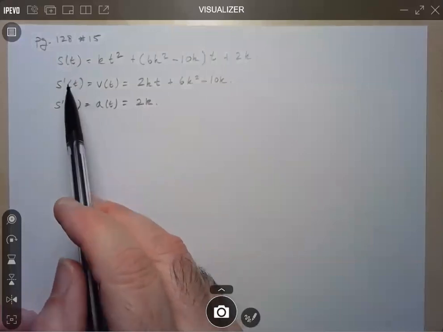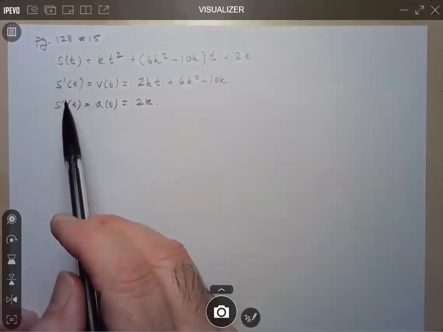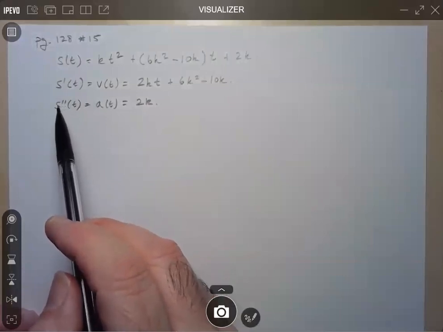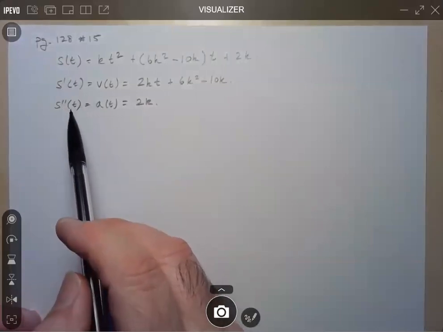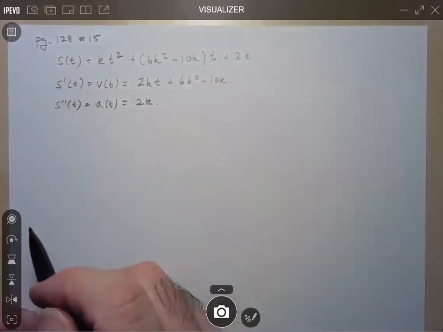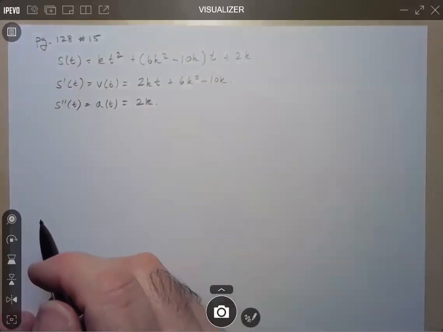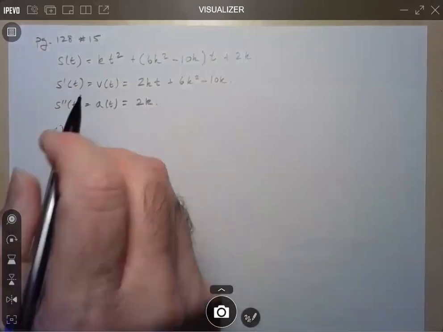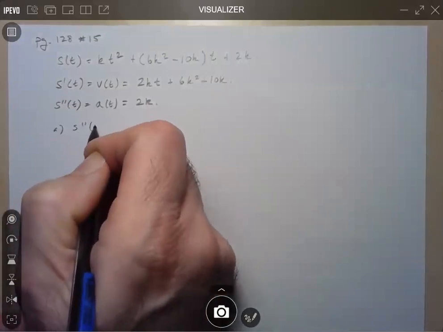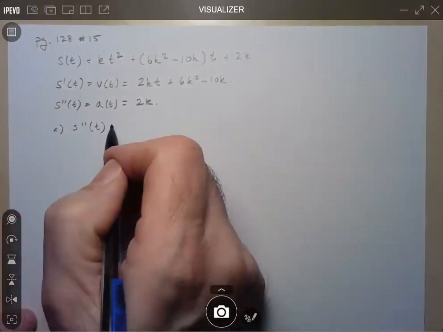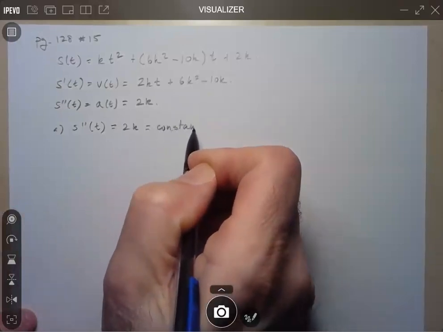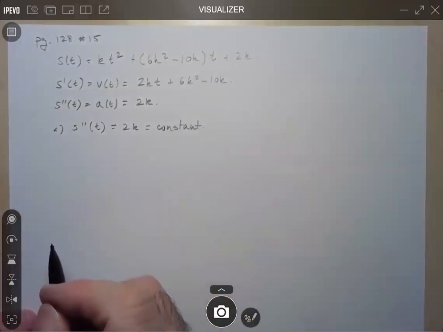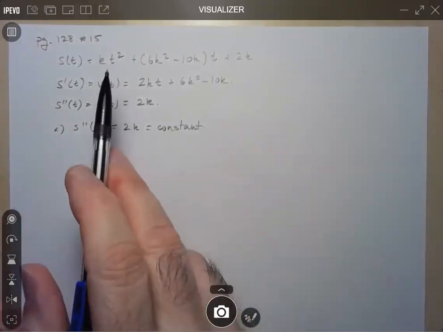Just to be sure, since we're not working with x as our independent variable, t is our independent variable. When I'm writing prime and double prime, we're taking the derivative with respect to t, so it's assumed that these derivatives are with respect to whatever the independent variable is. Now we can answer part A, because the second derivative, which is the acceleration, is just equal to a constant, 2k. It's not dependent on t. Any questions on part A?